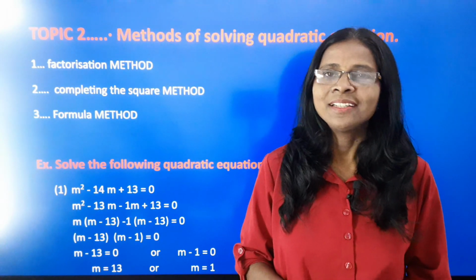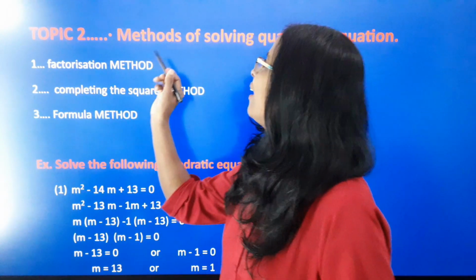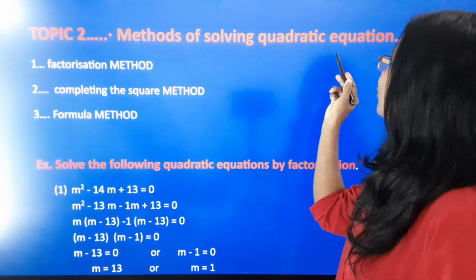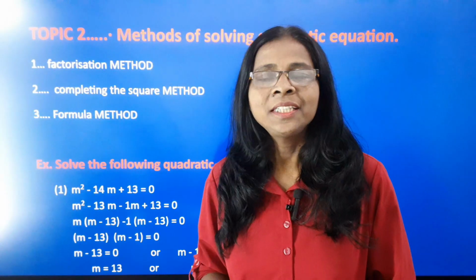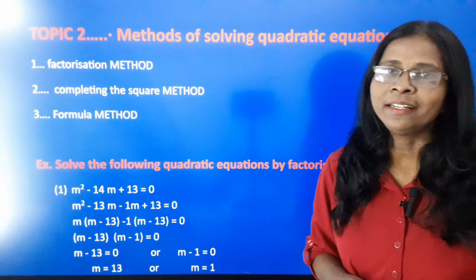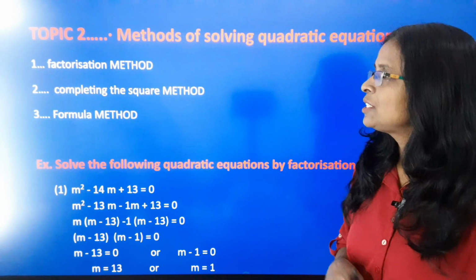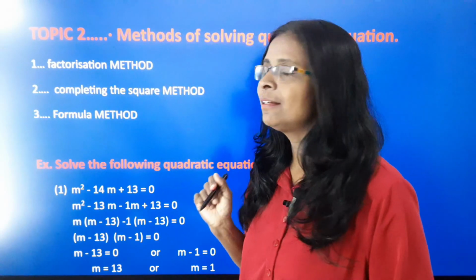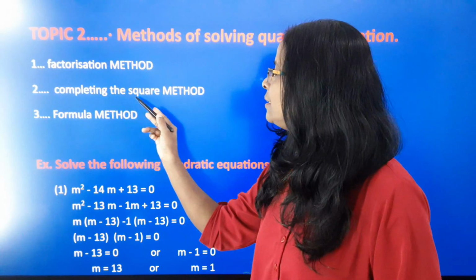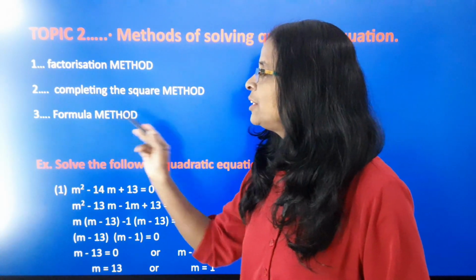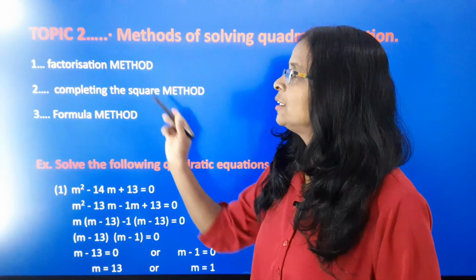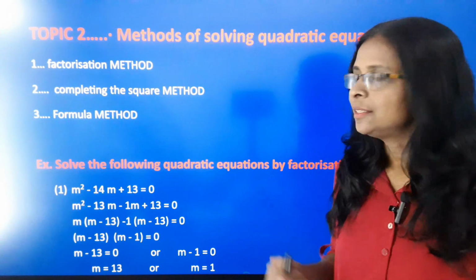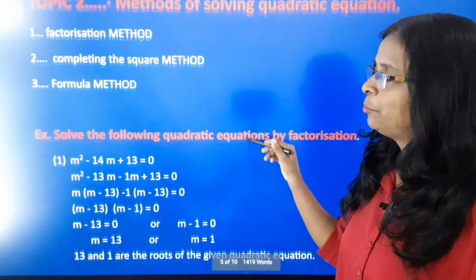Now let us see the topic 2, methods of solving quadratic equation. So here there are three methods of solving quadratic equations. The first method is factorization method, the second is completing the square method, and the third one is the formula method. Now let us see the first method, that is factorization method.